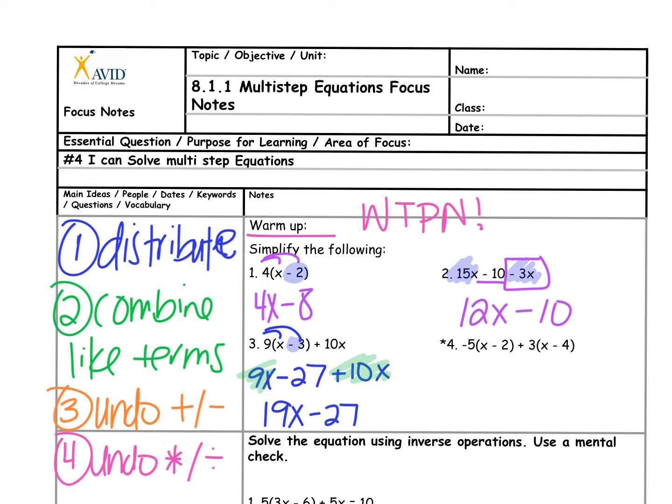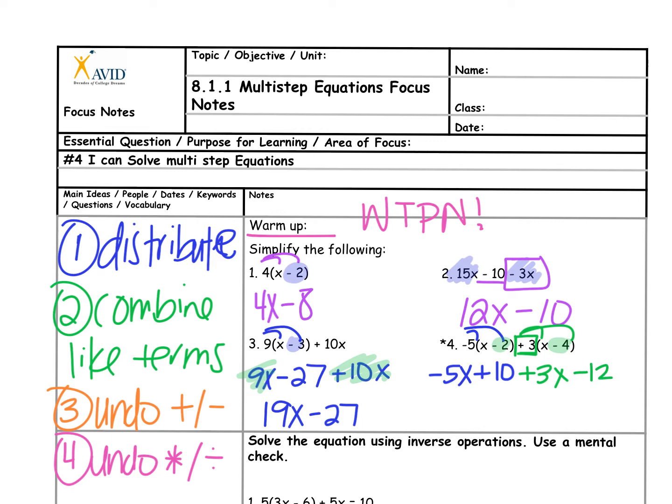And our last one is a multiple step. We have to distribute twice. So I'm distributing the -5. -5 times x is -5x. -5 times -2 makes +10. But then I also have to distribute my 3. And I take the sign ahead. So I know it's a +3 times x is a +3x. And +3 times a -4 is -12.